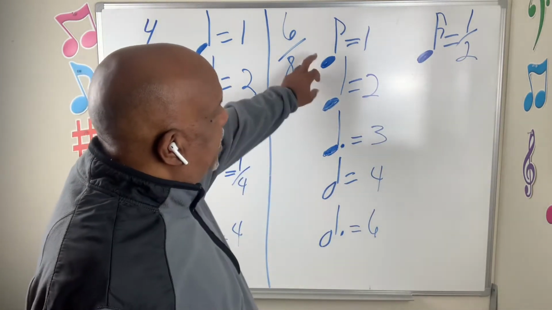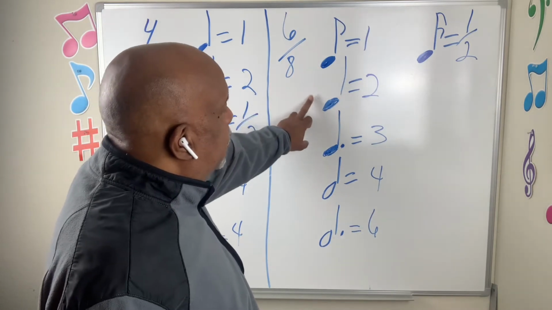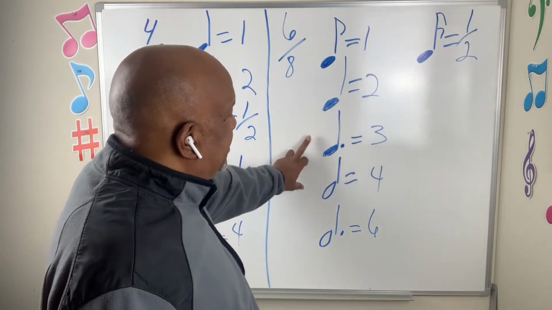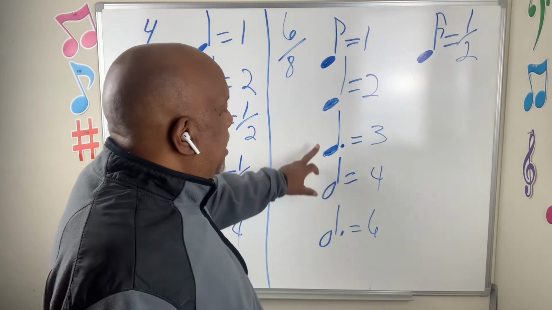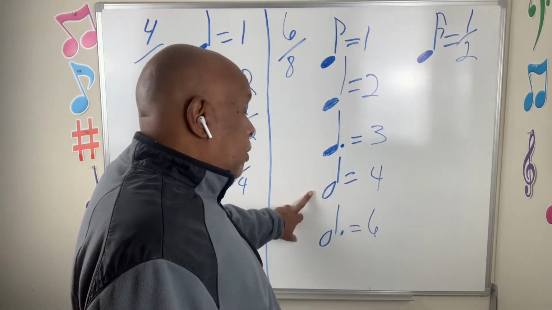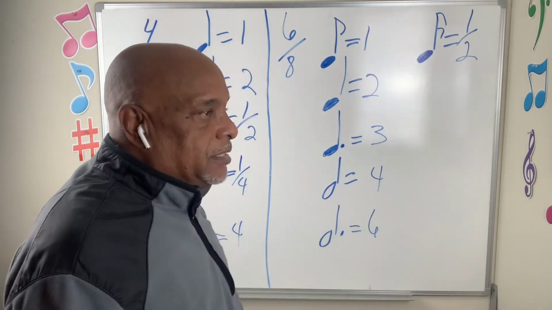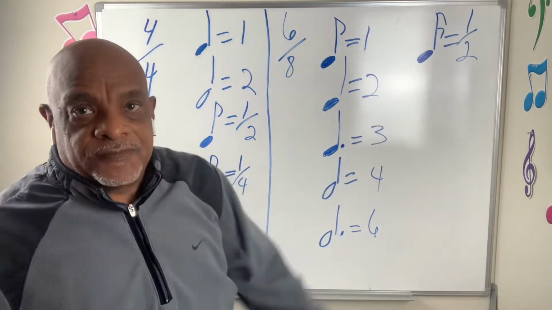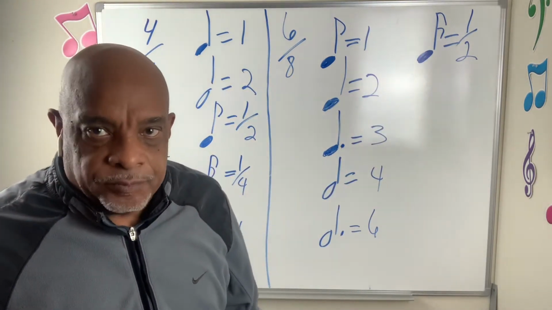One more time. In 6/8 time, the 8th note gets 1 beat. The quarter note gets 2 beats. The dotted quarter gets 3 beats. The half note gets 4 beats. The dotted half gets 6 beats. And then the 16th note gets a half beat.